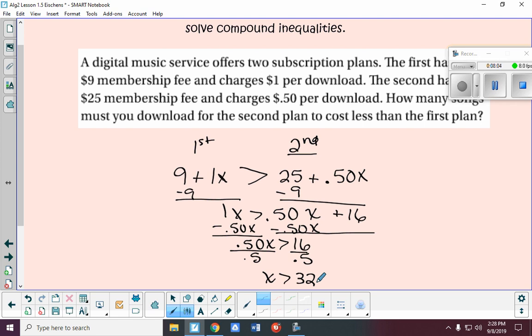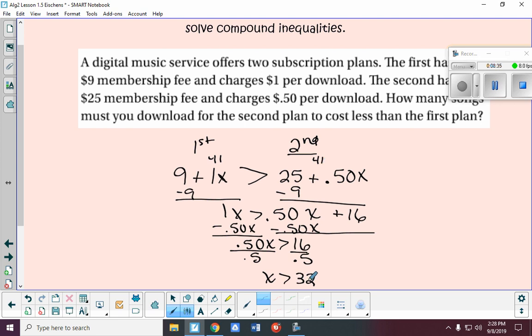So for example, let's say I just put 32 in. I would have right here 9 plus 32. That would give you 41. And if I put 32 in for x on the other side, that would be 25 plus 0.5 times 32. That would give me 41. So when I buy 32, the costs would be equal for both of the plans.